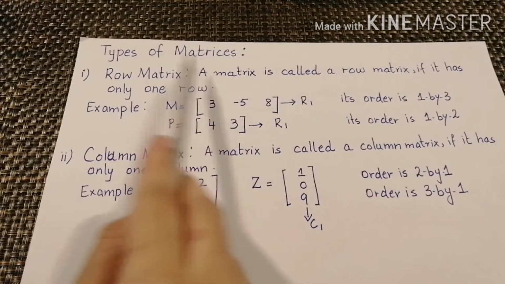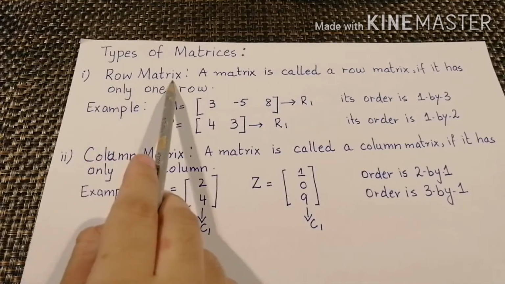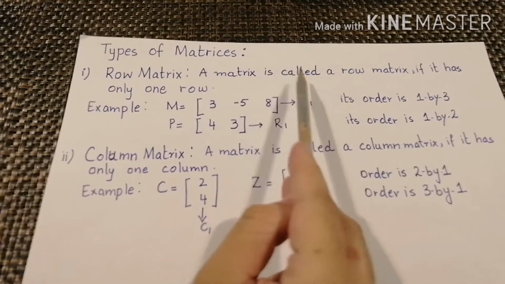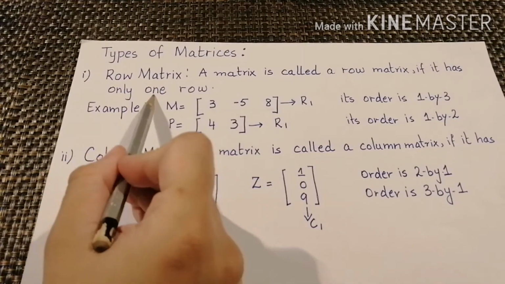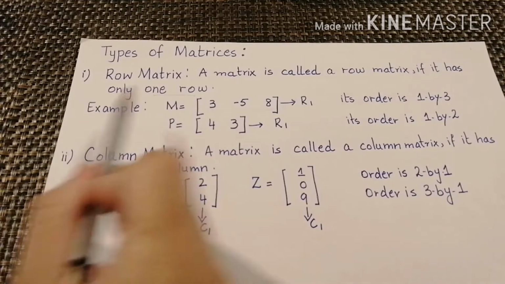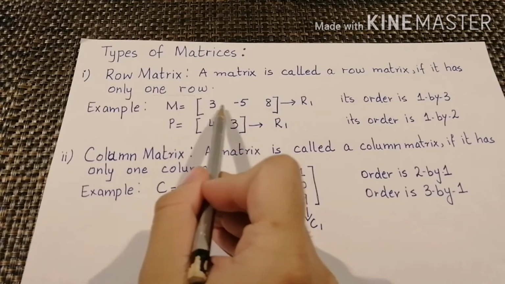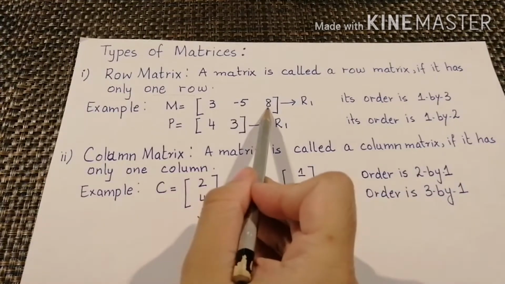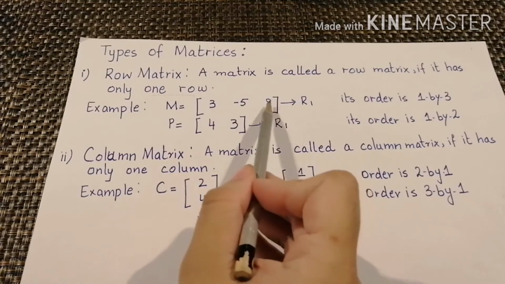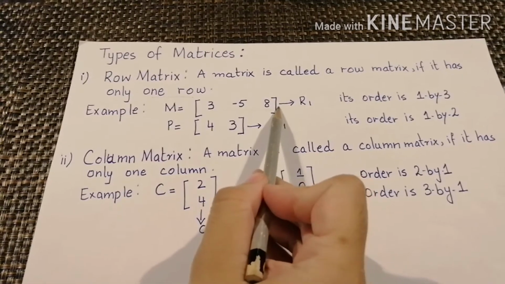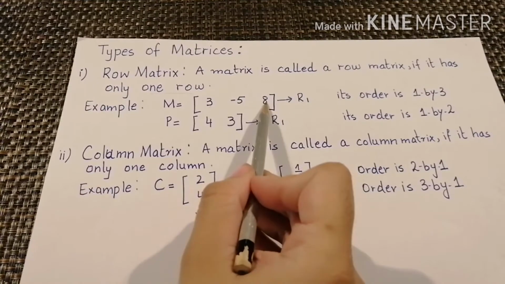Types of matrices. Number one is row matrix. A matrix is called a row matrix if it has only one row. For example, M is equal to [3, -5, 8]. Now we can see that the order of this matrix is one row and three columns.